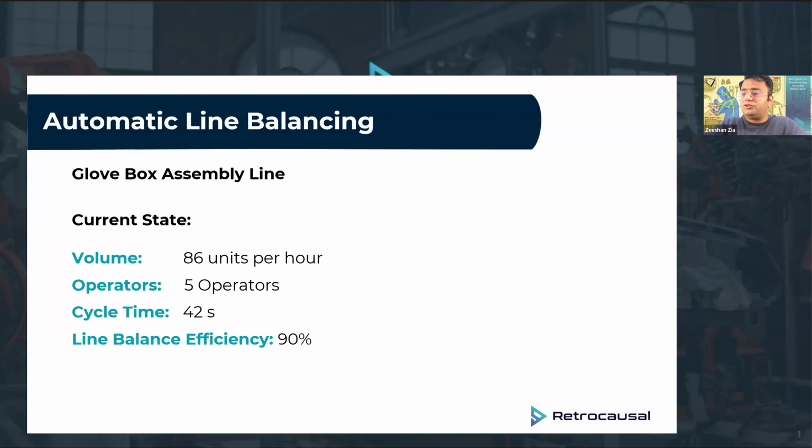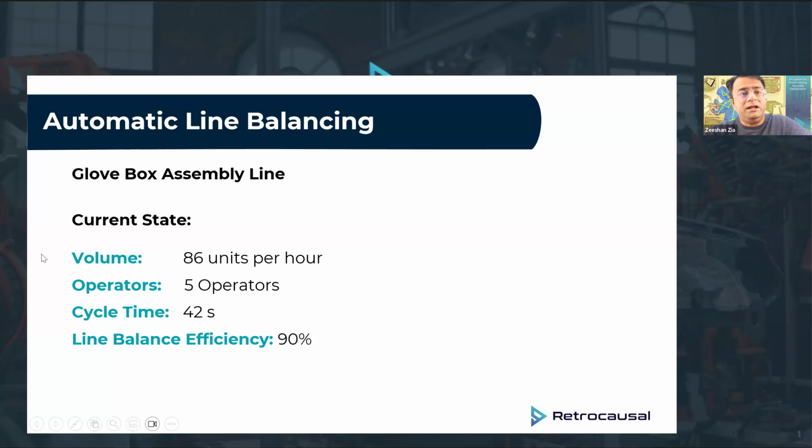I'll jump into another use case because I know that not everybody here is an EHS specialist. Let's talk about automatic line balancing, right? Line balancing is another use case where a lot of continuous improvement engineers, when they're doing it, it's not like they need to do it every single day, but when they're doing it, it might take them days or sometimes even weeks.